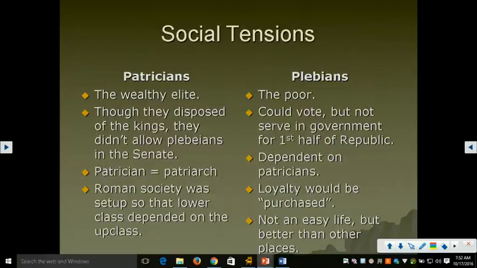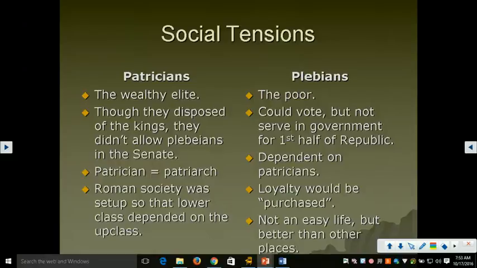Now, there's going to be social tensions like we talked about, but first it's important to understand who the social tensions are between. Like in Athens, they had social classes, but in Rome there were just two, essentially the patricians and the plebeians, all right? The patricians were the wealthy elite, and because of their fear of riots and civil war and all that, they allowed the plebeians the right to vote, but they didn't allow them to have positions in the government. So it was a kind of halfway deal that they were going to have to get to before they really start fighting each other.